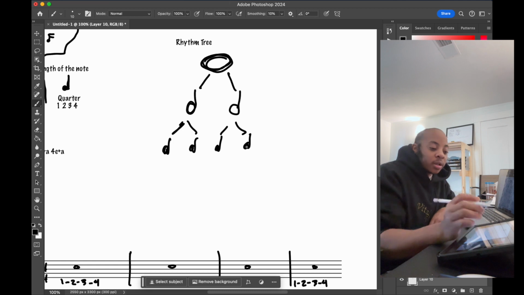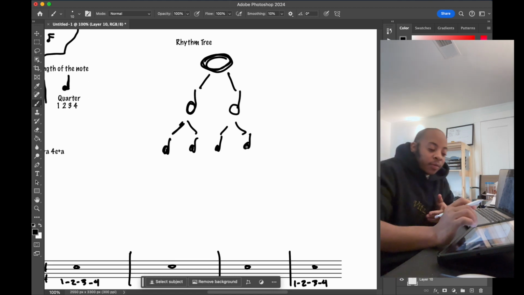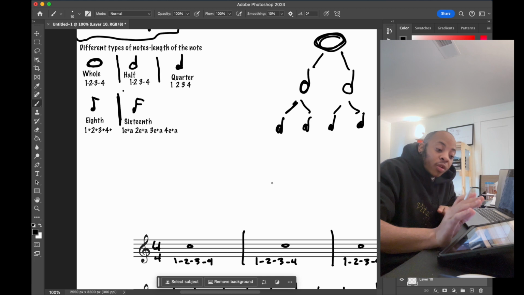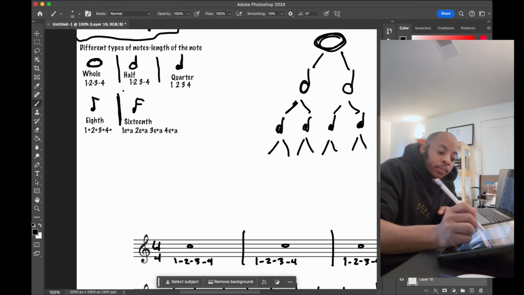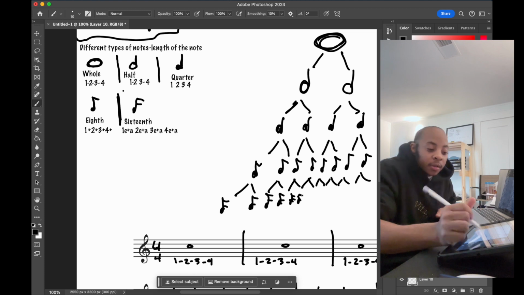And this is important because even those 4 quarter notes, 4 beats or 4 measures, they can look different and they can fill up the spaces. But within all of that, whether you have this, this, or that, they have to equal this count. A quarter note breaks down into two eighth notes, and each eighth note breaks down into 16th notes, and so on.